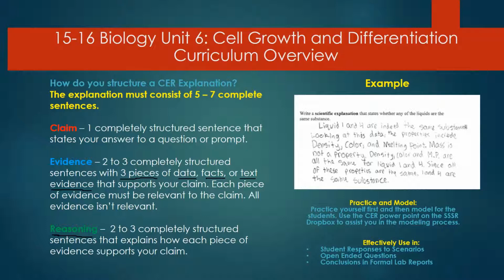And it reads, write an explanation that states whether any of the liquids are the same substance. Liquid 1 and 4 are indeed the same substance. Looking at this data, the properties include density, color, and melting point. Mass is not a property. Density, color, and melting point are all the same for liquid 1 and 4. Since all of these properties are the same, 1 and 4 are the same substance.